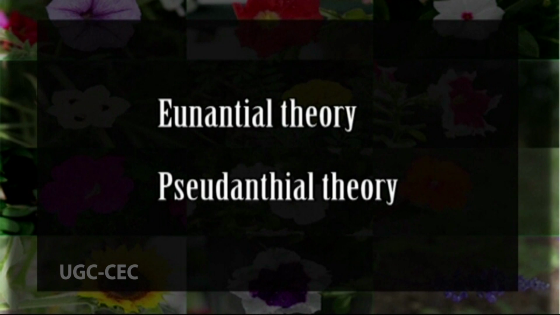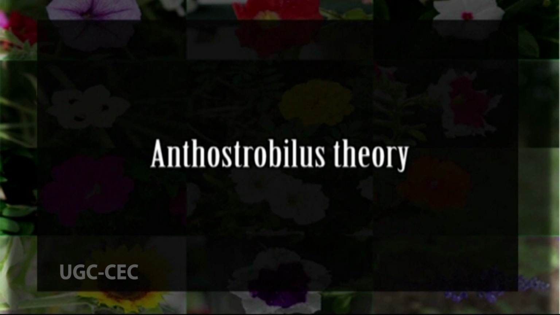Since Darwin's time, many advances have been made, including new fossils and lots of molecular data aimed at solving their mystery. Many theories and hypotheses have been proposed from time to time, and most of them have revolved around two basic theories, which include the Unifying theory and the Pseudanthial theory. Now, let us discuss the Unifying theory first. It is also known as the Anthostrobilus theory.